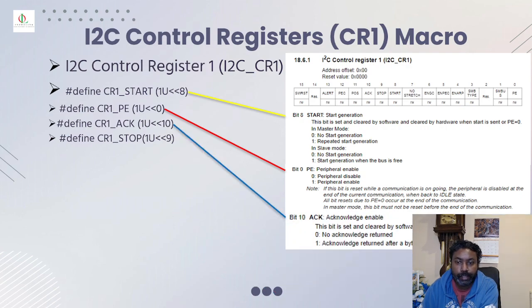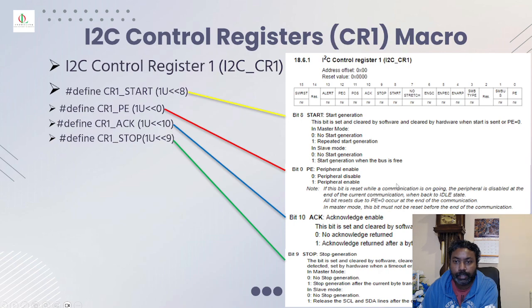And then you need to set the acknowledgement pin, bit 10. And then the last one is the stop bit, that's here. You need to set this bit 9 as a stop bit. So these are all the I2C control register 1 macros.